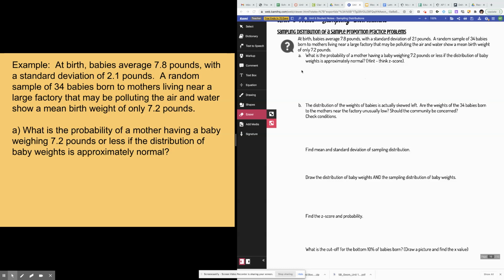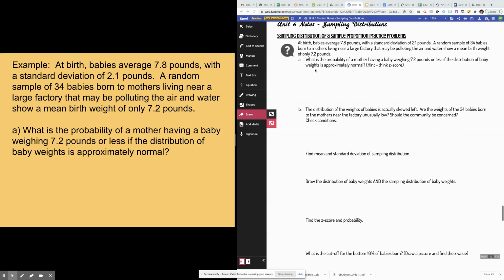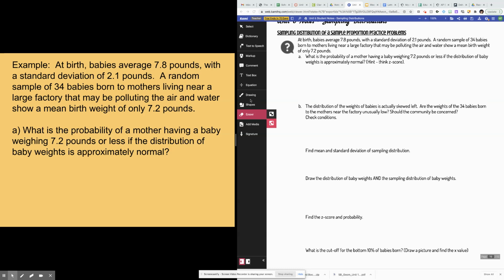I realize that one of my headings is wrong here. I'm noticing a lot of things that I did incorrectly, either in the slides or in the notes throughout this section. Sorry about that. But this heading should say sampling distribution of a sample mean practice problems. Whoops. It happens. I'm just amazed that I haven't caught it up until now, but there it is.